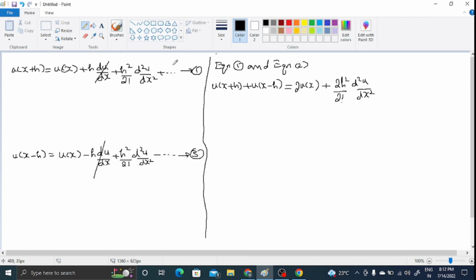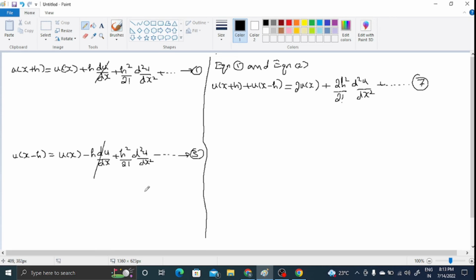This is plus h cube by 3 factorial into d cube u by dx cube, and this is minus h cube by 3 factorial into d cube u by dx cube. But that is not important for us, so I am simply writing plus etc. The remaining terms are not important. Okay, so I am writing the sum of the addition of equation number 1 and equation number 2 as u of x plus h plus u of x minus h is equal to 2 into u of x plus 2h square by 2 factorial into d square u by dx square plus etc. So I am noting it as equation number 7.